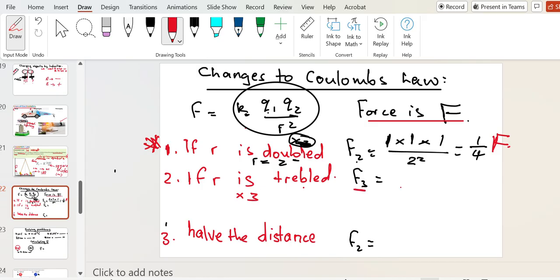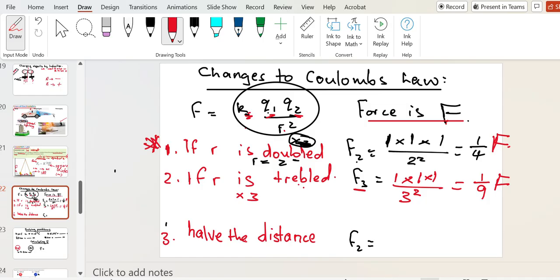Let's see the new force. Did I change K? No, so I put 1. Did I change Q1? No, I put 1. Q2 again, I put 1 because I did not change. Did I change R? Yes, I trebled. Means I put 3 squared, which is equal to 1 over 9 F.